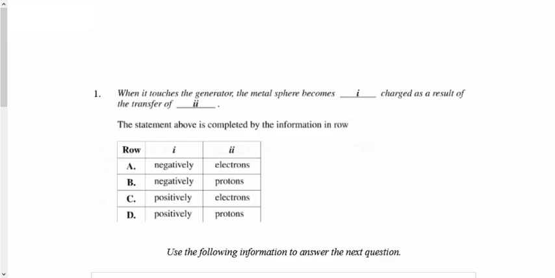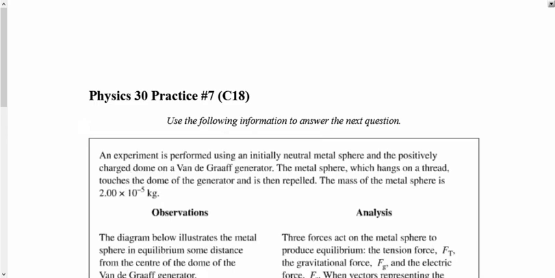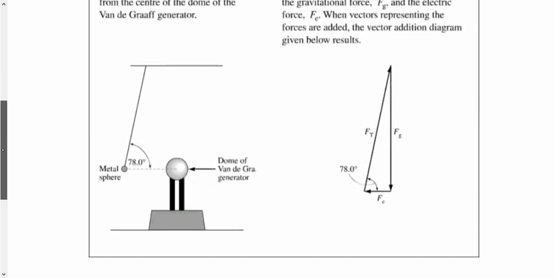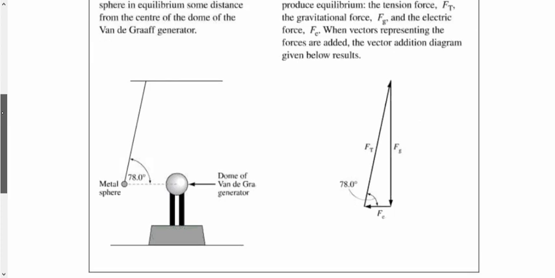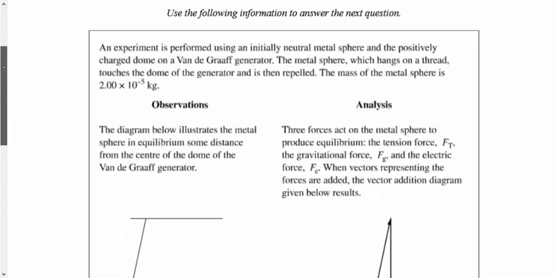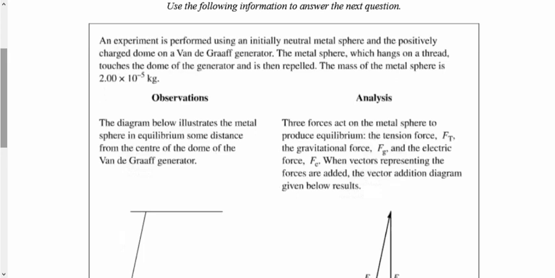Question 1 says, when it touches the generator, the metal sphere becomes blank charged as a result of the transfer of blank. So what's happening here? The metal sphere touches the dome of the Van de Graaff generator. We want to know what charge the metal sphere attains. It says the metal sphere was neutral and the Van de Graaff generator was positive, which is unusual because a typical Van de Graaff generator would be negative.